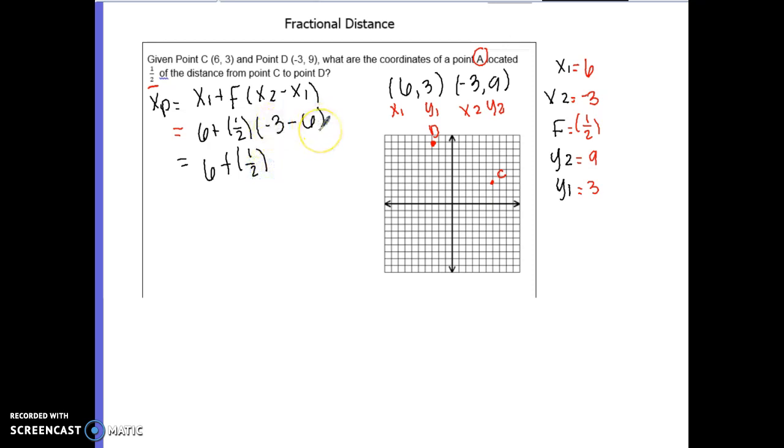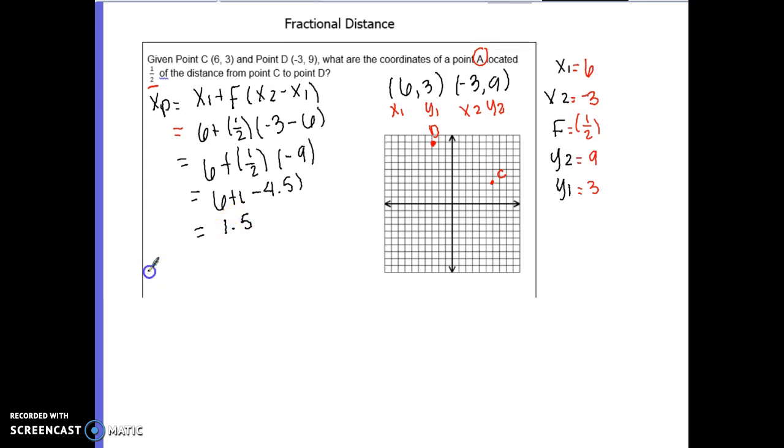-3 minus 6 will give us a -9. Let's drop everything down. Actually, not that, because we are working right to left. So 1/2 times -9. So in our calculators, we will put parentheses 1/2, close parentheses, times -9, and that will give us -4.5, which if we add 6 would give us 1.5.